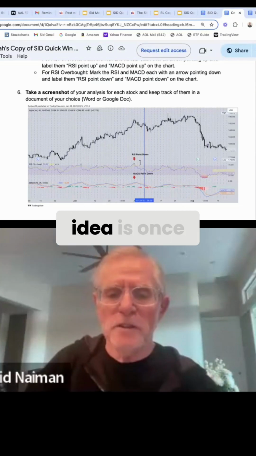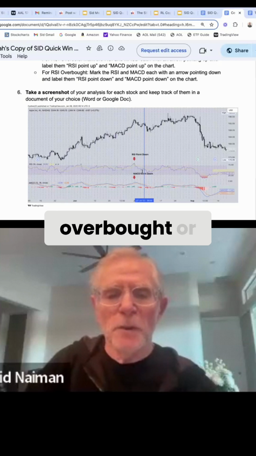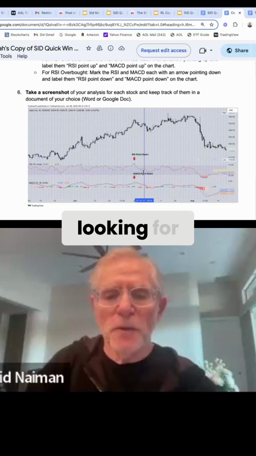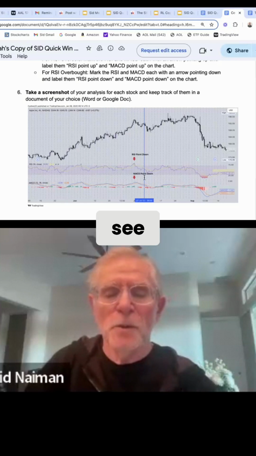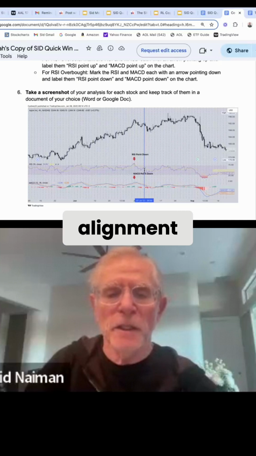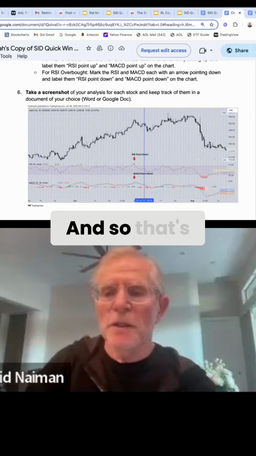That's the whole idea: once you get a signal, overbought or oversold, what you're looking for is the alignment, so you can see where your entry is. That's the whole idea of getting the alignment, right? And so that's that one.